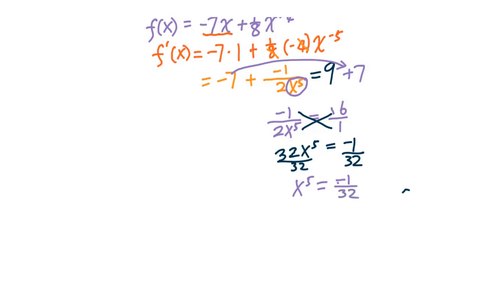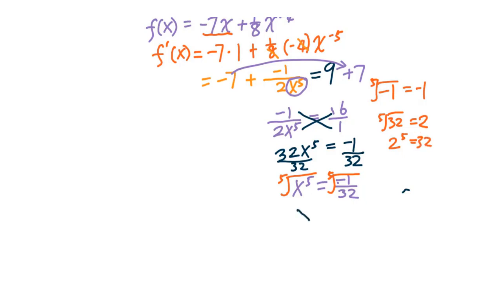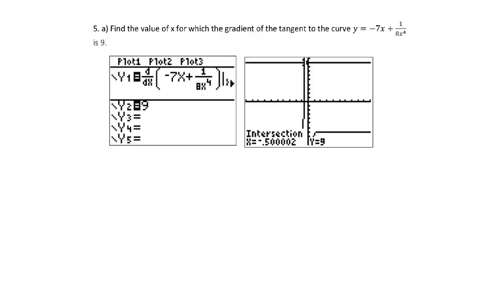Then do the fifth root on both sides. Then we know that negative 1, we do the fifth root, that is negative 1. Fifth root of 32, that will be 2, because 2 to the fifth power equals 32. Therefore, x equals negative 1 over 2. Now, I will show you how to use the graphing calculator. You can get the answer directly.